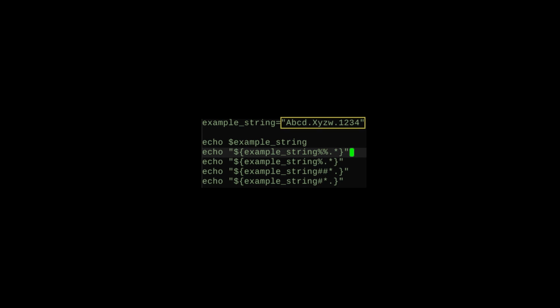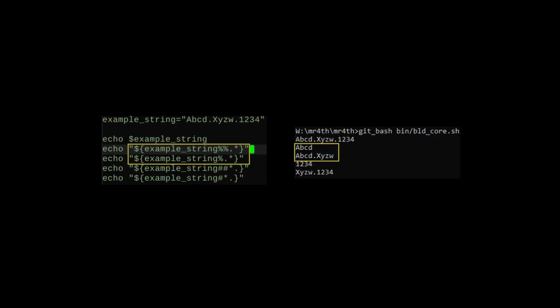So I have an example string with 2 dots in it, and then I'm using these substring expressions to chop it up in different ways. If we take a look, the first 2 expressions give me a prefix of the string, or to put it another way, they chop off the end of the string, and that's because they're based on the percent operators. And then the second 2 expressions give me a suffix of the main string, or to put it another way, they skip past the beginning of the string, and that's because they're the pound operator.